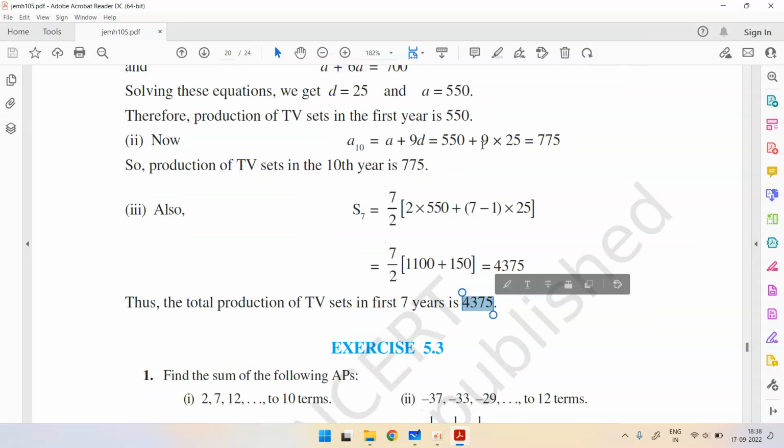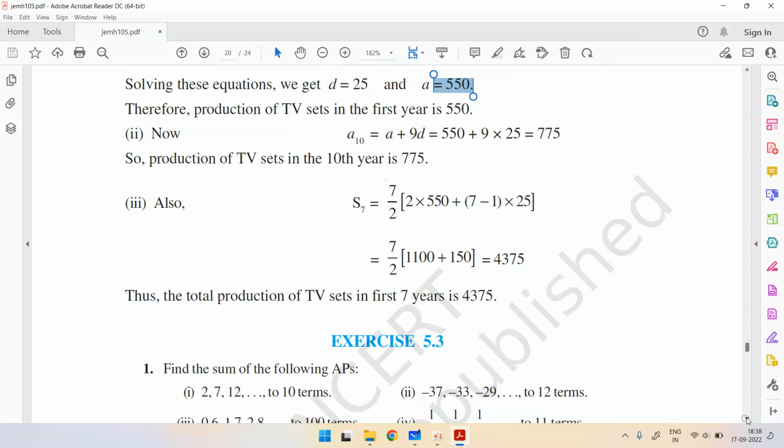So 4375 is this, and A of 10 is 775. You have calculated the value of A, that is the cost of production in the first year, which is 550. So this is the answer.